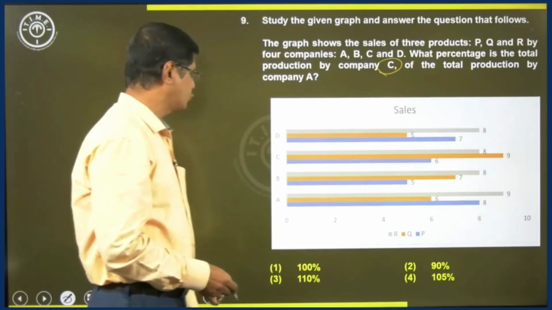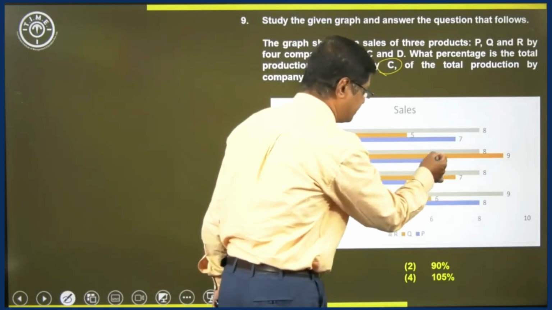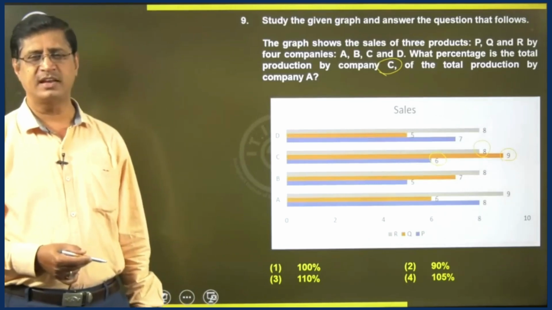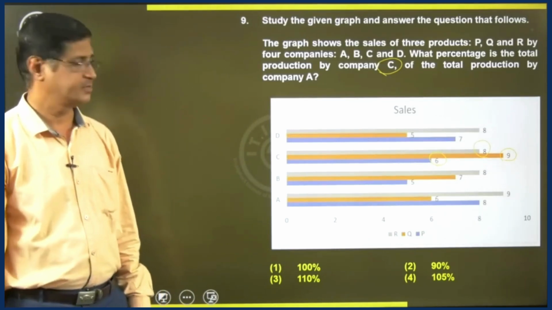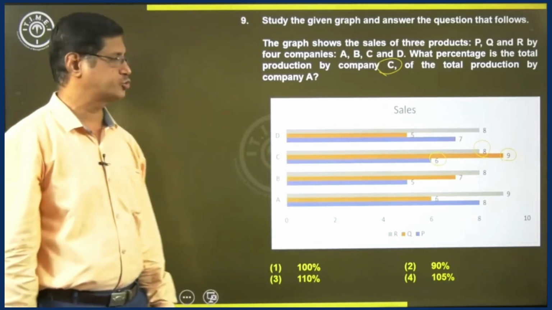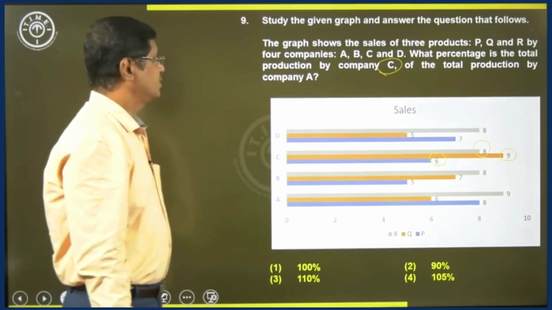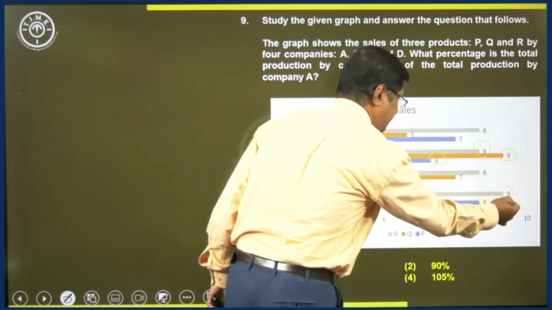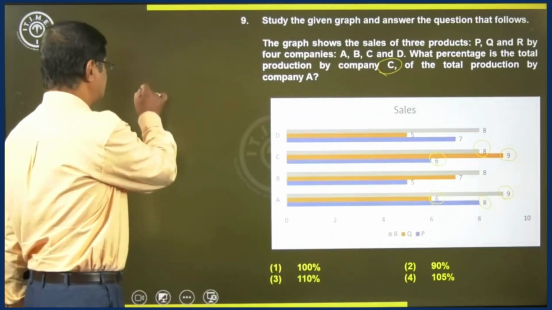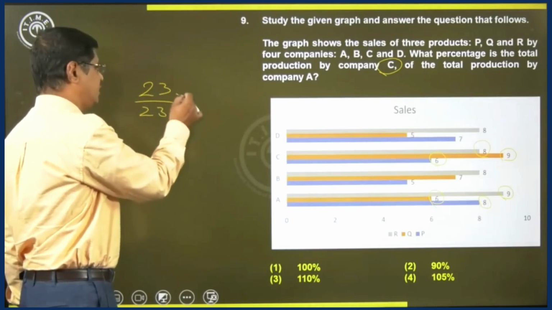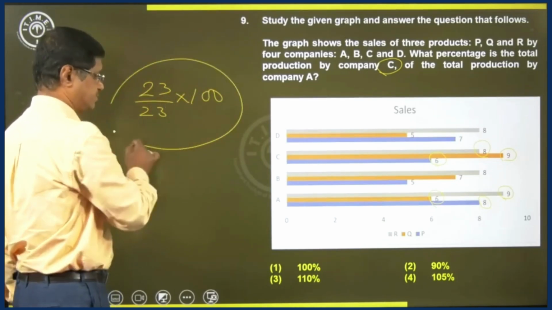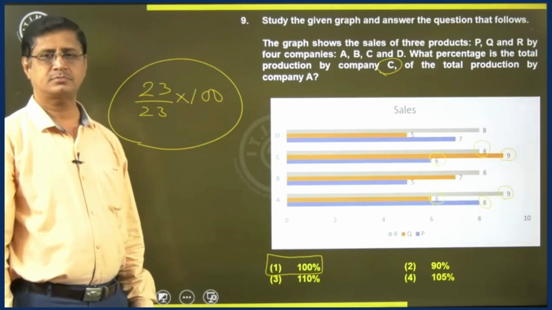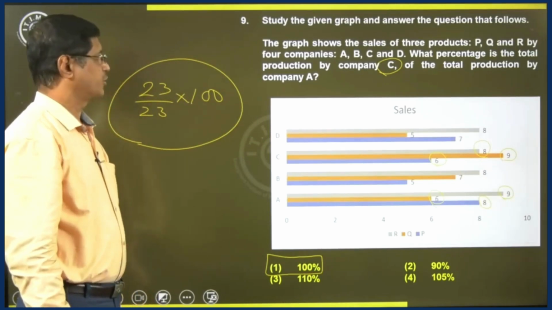What is the company C total production? The company C total production, just add all the values. 8 plus 9 plus 6. How much is it? So 8 plus 6, 14. 14 plus 9, that is 23. What about the A? The total production of the company A. Again, 8, 6 and 9. It is also 23. So 23 by 23 into 100. Simplify this. That is 100%. Option 1 is the correct answer. Choice 1 is the correct option.